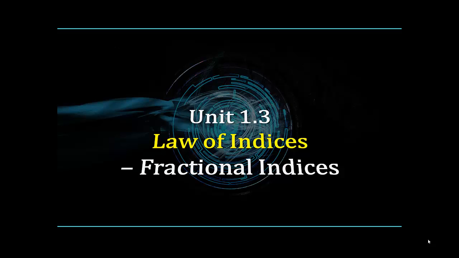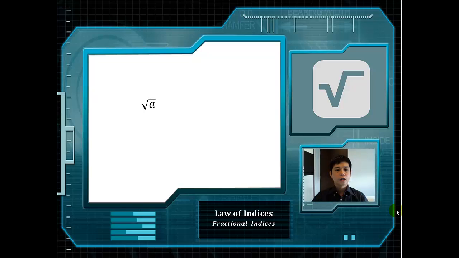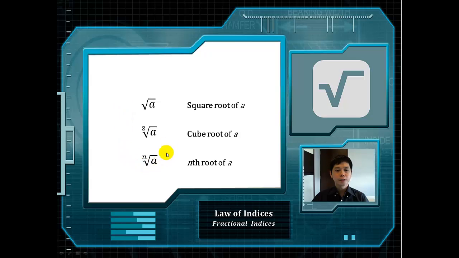Hi, and today we're going to learn about fractional indices. I'm sure you're familiar with this symbol here. Yes, it is called the square root of a. Next, this is called the cube root of a. And finally, we have the nth root of a. The three terms here on the left are actually called surds.